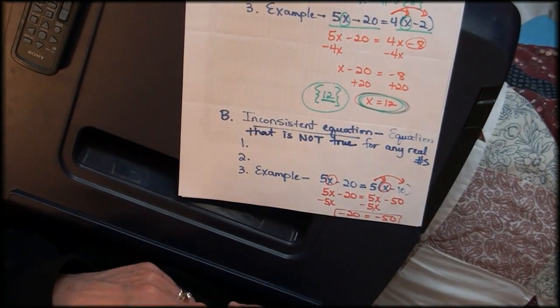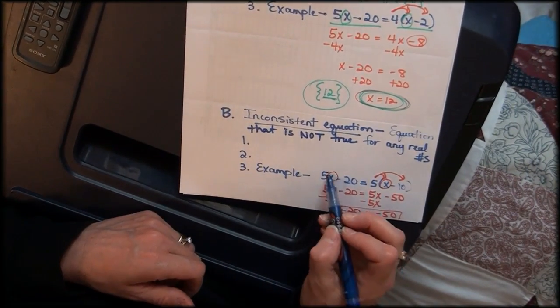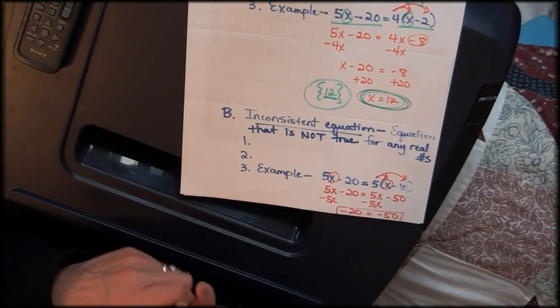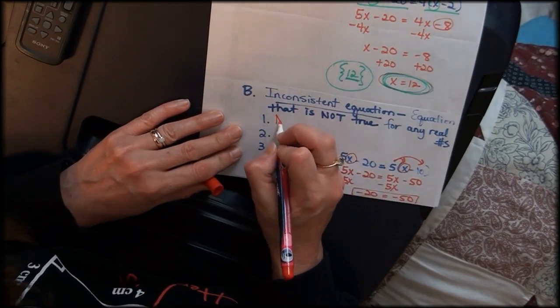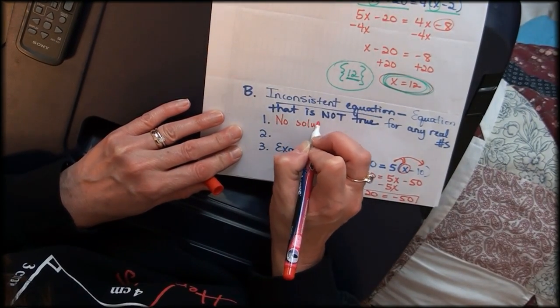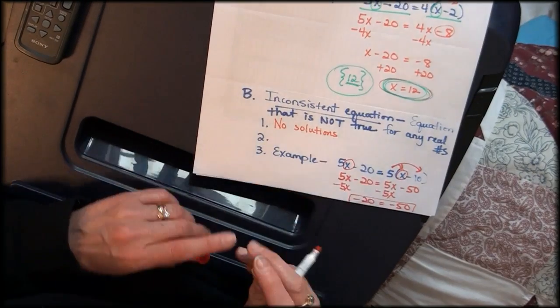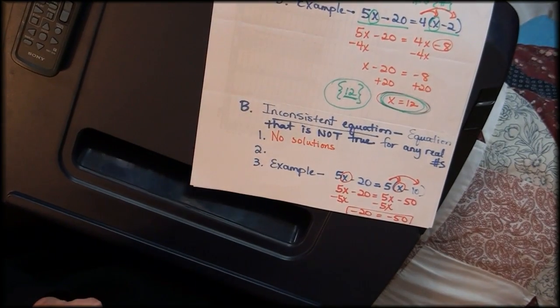Nothing's going to work. There's absolutely no number that I can plug in here for each of these x's and get the left side to equal the right side. So in other words, what's going to happen here is I'm not going to have any solutions at all. There are no solutions. But remember, we have to figure out how we're going to write our solution.